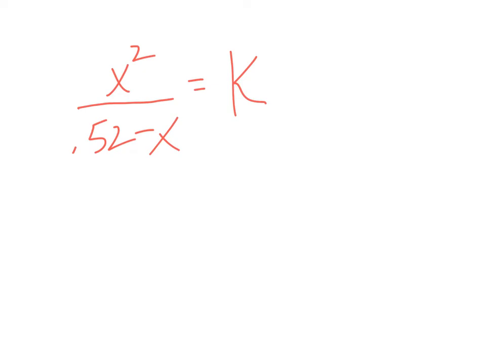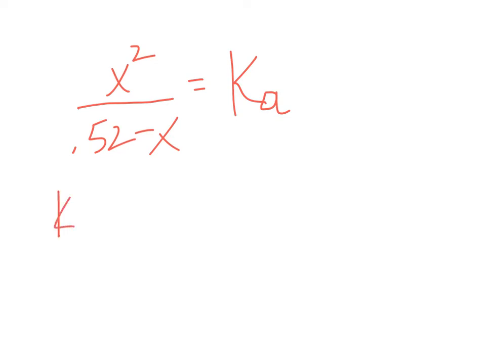Of course, the equilibrium expression comes out to be exactly what we would think. It's X squared over 0.52 minus X equals K. The real question is, is this a Ka, a Kb, or something else? And in this case, it represents a Ka value since ammonium ions are reacting in water to make hydronium.